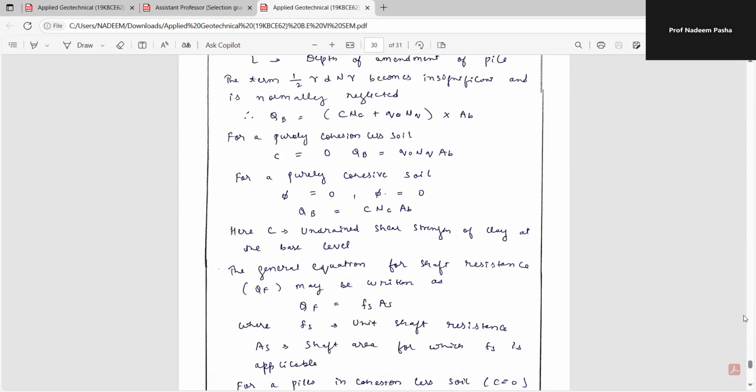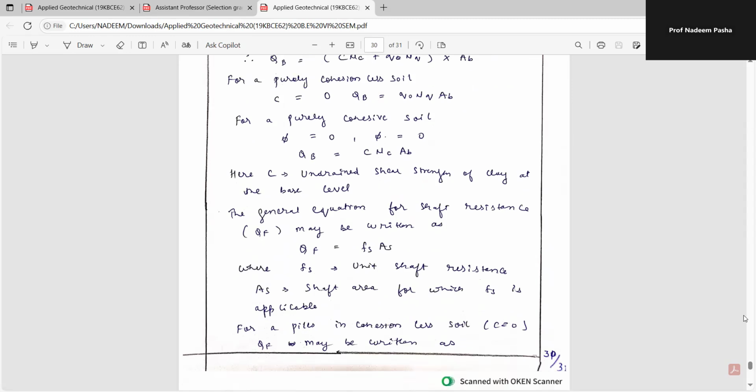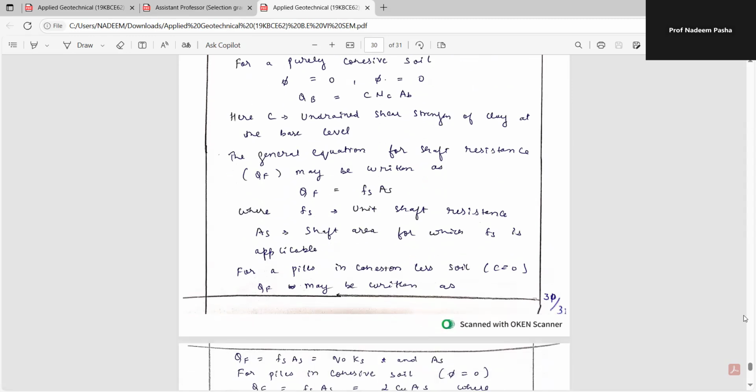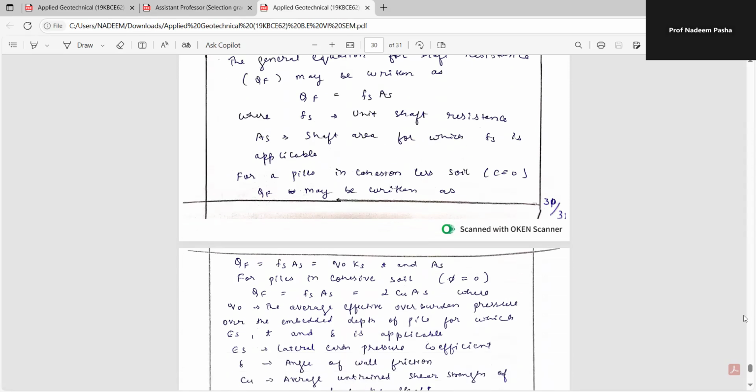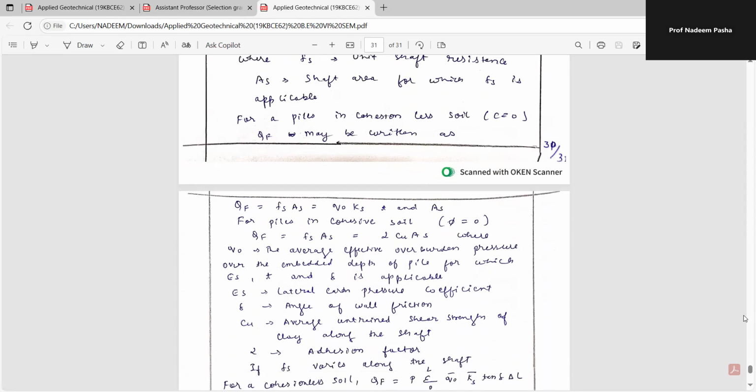The general equation for shaft resistance Qf may be written as Qf is equal to Fs into As, where Fs is the unit shaft resistance and As is the shaft area for which Fs is applicable. For a pile in cohesionless soil, c is equal to 0. Qf may be written as Qf is equal to Fs into As equal to q naught Ks tan delta into As. For piles in cohesive soil, phi equal to 0. Qf equal to Fs As, that is alpha Cu As, where q naught equal to average overburden pressure over the embedded depth of pile for which Fs is applicable.